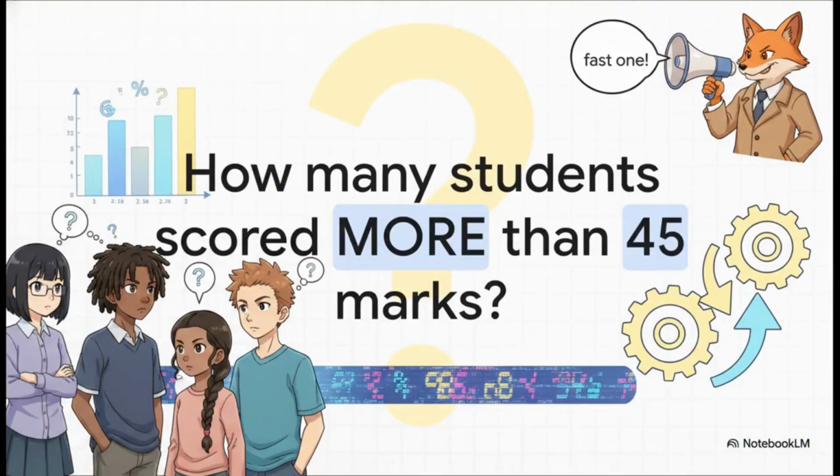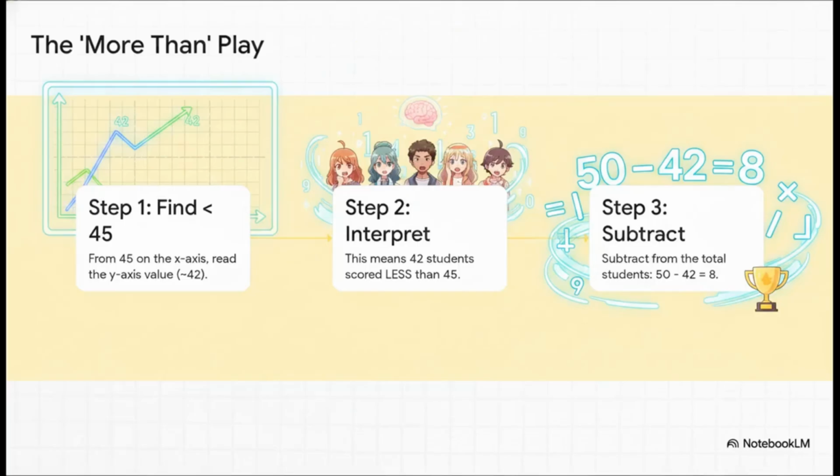So the examiner will throw you a fast one, like this. How many students scored more than 45 marks? Now, your first instinct might be to just find 45 and read a value, but that's a mistake. That's the trap. This requires a 2-step play. Here's how you execute the more than play perfectly. First, find 45 on the bottom axis. Go up to the curve and read the corresponding value on the side. That gives us about 42.